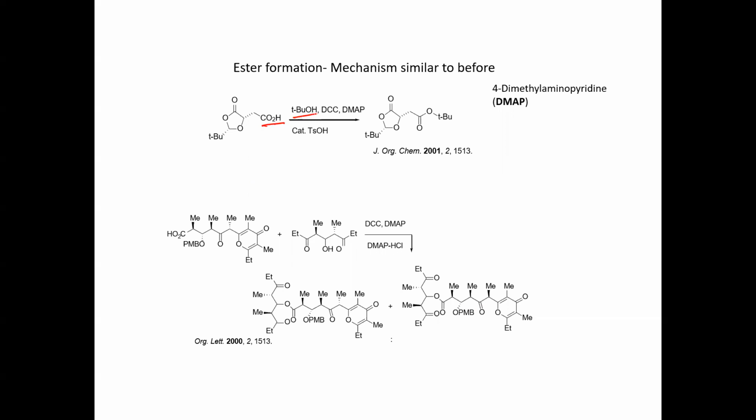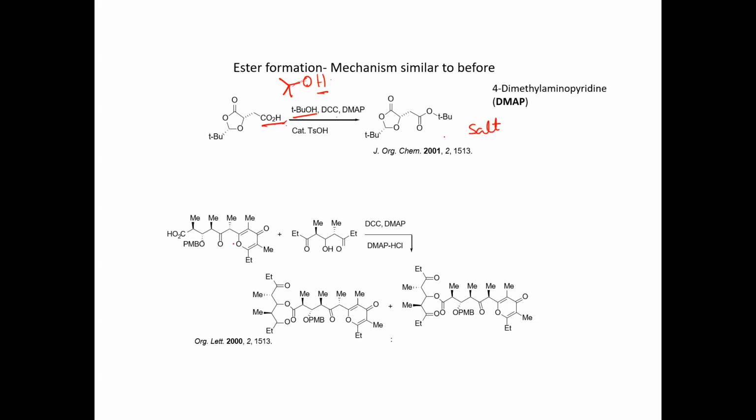This is tertiary butyl alcohol. Tertiary butyl alcohol is a sterically hindered alcohol. Normally, it will not undergo esterification, but DCC is a strong dehydrating agent. So the OH here and the OH here will eliminate together and form the salt.